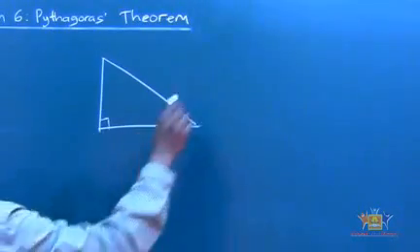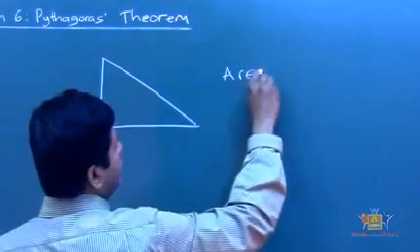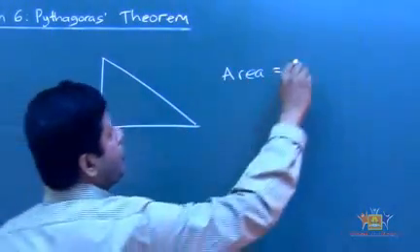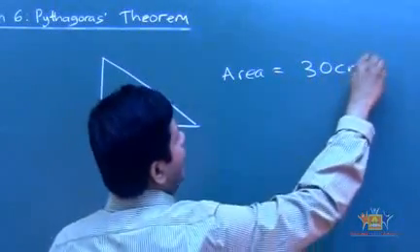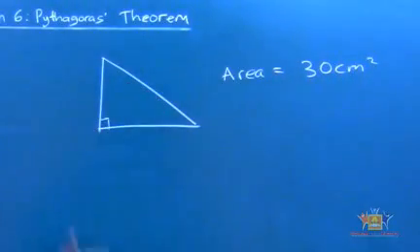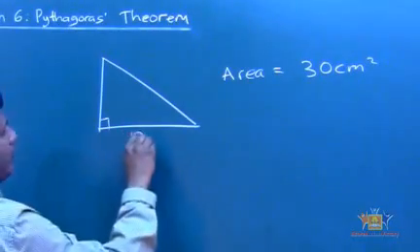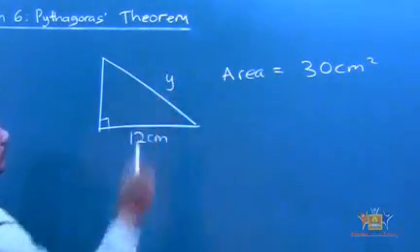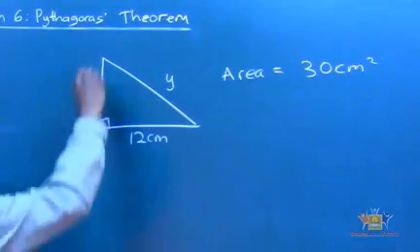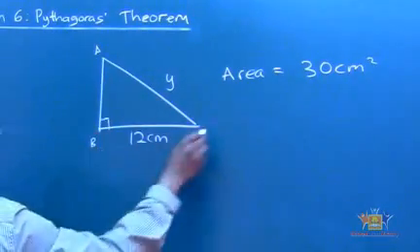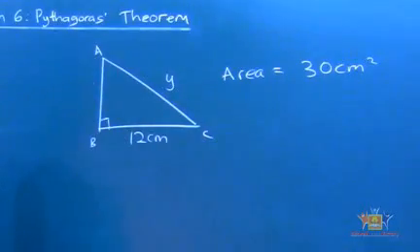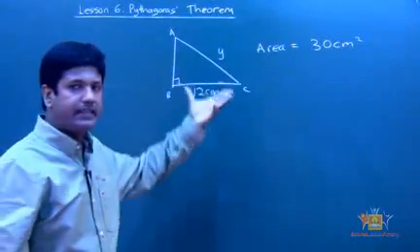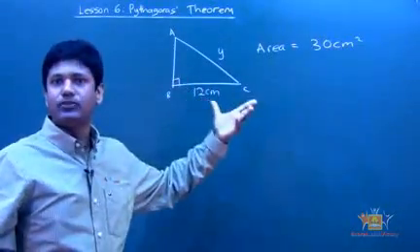The area of that triangle is equal to 30 centimeters squared, and I gave you one of the lengths. I told you the length is 12 centimeters, and I asked you to find y. I wanted to find the length of that. So I say this is A, B, C. So find the length of AC. So what is AC? The hypotenuse.